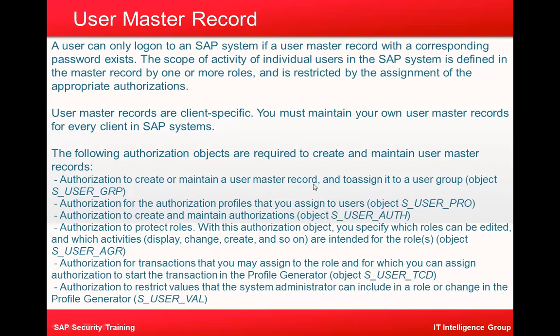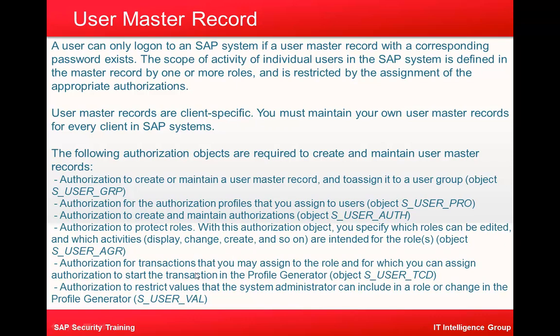The following authorization objects are required to create and maintain a user master record. The first is S_USER_GRP. Basically this is the authorization to create or maintain a user master record and to assign it to a user group. Next is S_USER_PRO. This is the authorization for the authorization profiles that you assign to users.